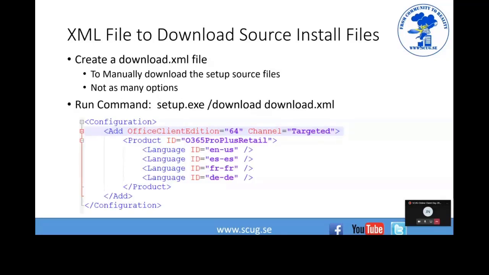To download, as I specified before, there's an XML file. So here's my XML file where I'm saying we want to download English, Spanish, French, and German this time. So I'm downloading the 64-bit and I'm downloading the targeted channel. So I would just open a command prompt or a PowerShell command and say setup /download and the name of the XML file, and it's going to create an Office folder with all the files that are needed to install Office in that folder.